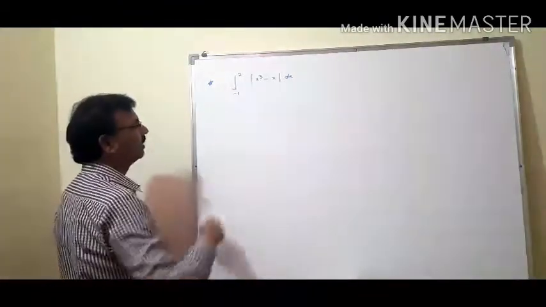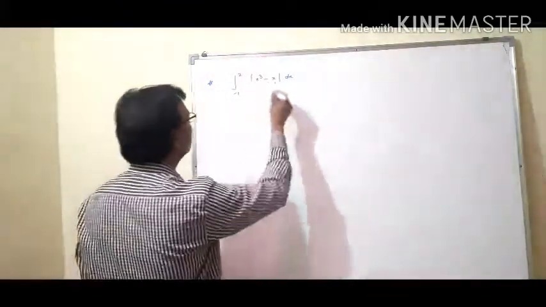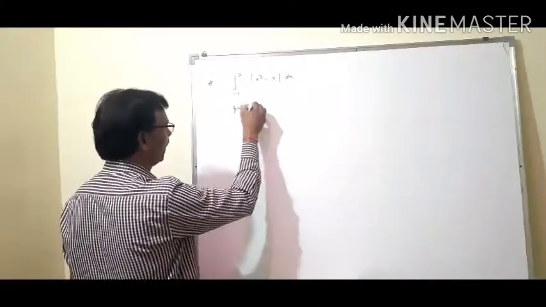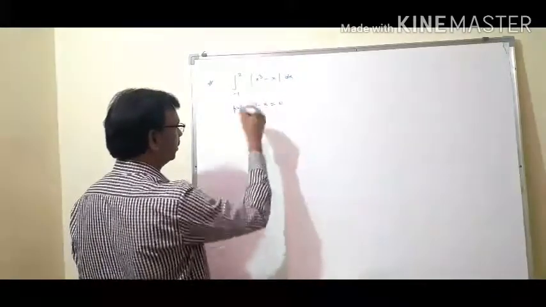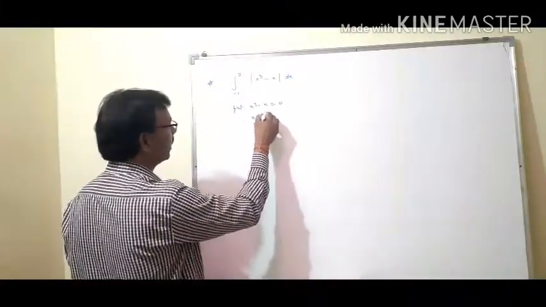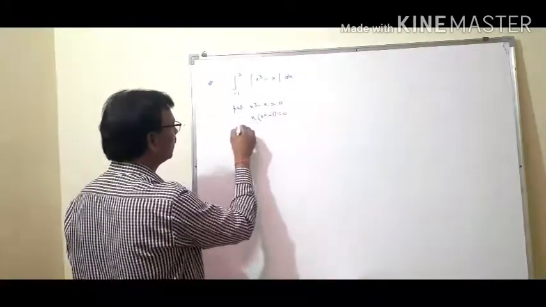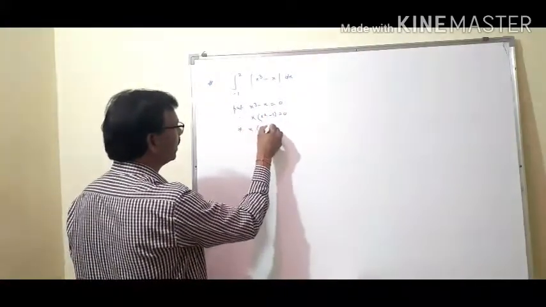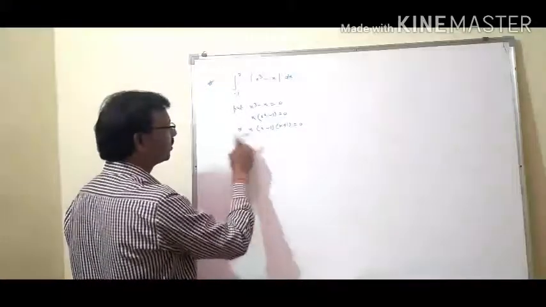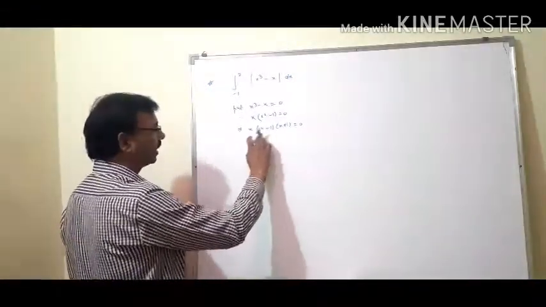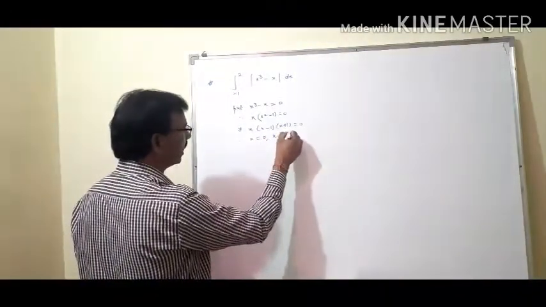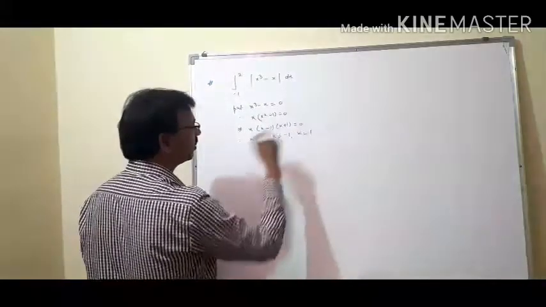How to break these limits? First we put x cube minus x equal to 0. Therefore taking x as common, this will be x square minus 1 equal to 0, or x into (x minus 1)(x plus 1) equal to 0. Therefore we get the values of x from these factors: x equal to 0, or x equal to minus 1, or x equal to 1.